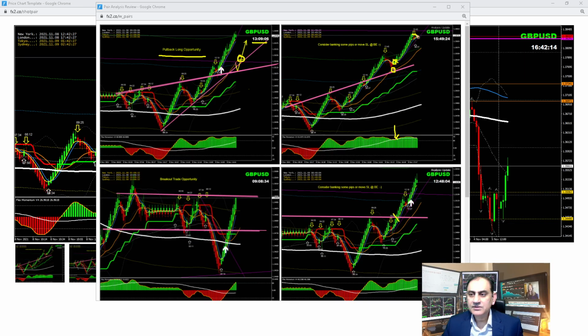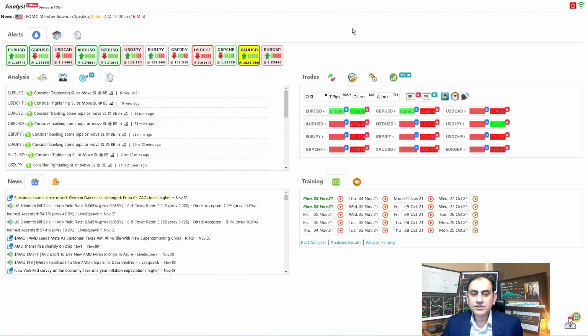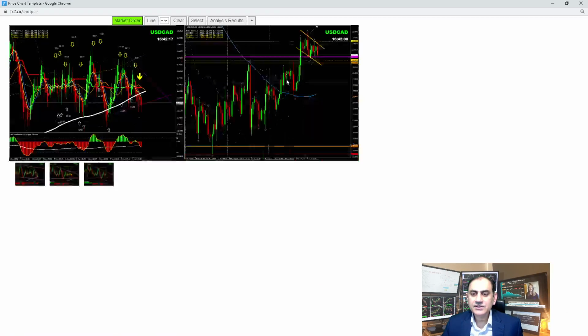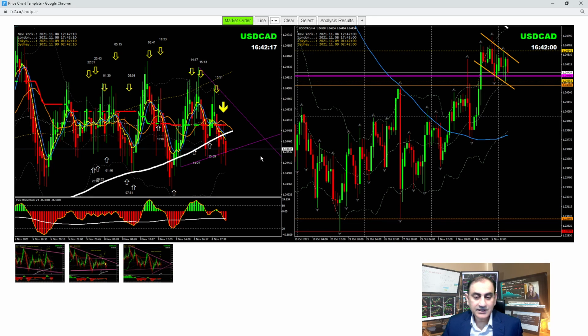As soon as the price sort of developed a double top here, and that's what I explained to my trader, it's time to bank some profit, and bank amazing profit, guys, on pound dollar. Okay, so dollar CAD, we had a consolidation. We haven't had any trade on dollar CAD.